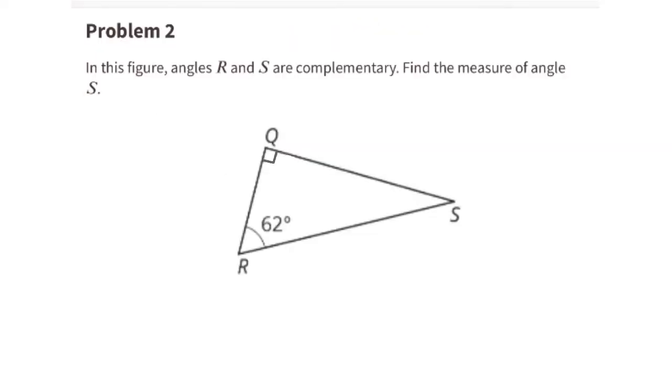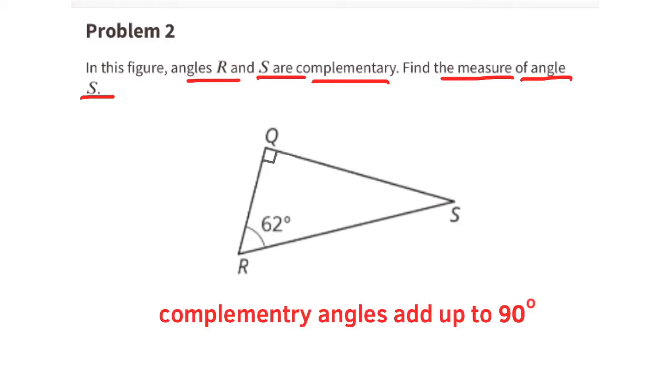Problem number 2. In this figure, angles R and S are complementary. Find the measure of angle S. Complementary angles add up to 90 degrees. So angle R plus angle S equals 90 degrees. Angle R is 62 degrees. So 90 degrees minus 62 degrees gives us the number of degrees for angle S. Angle S is 28 degrees.